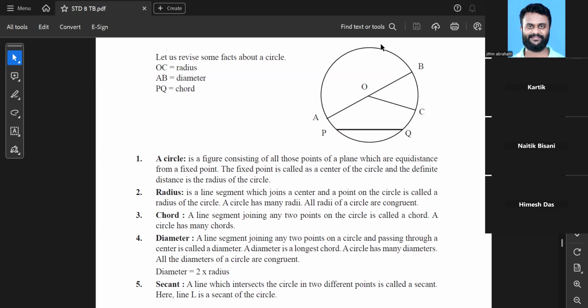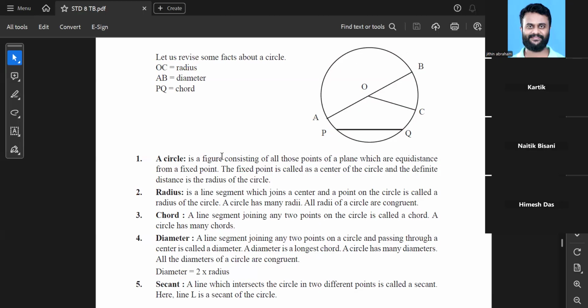If you consider this particular point, let's say it is at a distance of 5 centimeter from O. And let's say B is again 5 centimeter from O. If you measure this distance, C is also at a distance of 5 centimeter from O. Q is also 5 centimeter from O. P is also at 5 centimeter. A is also at 5 centimeter. So any point on this path is equidistant from O. So that is the definition of a circle.